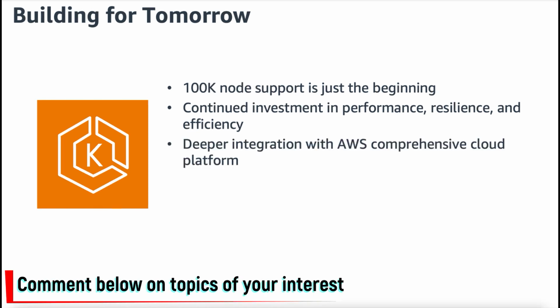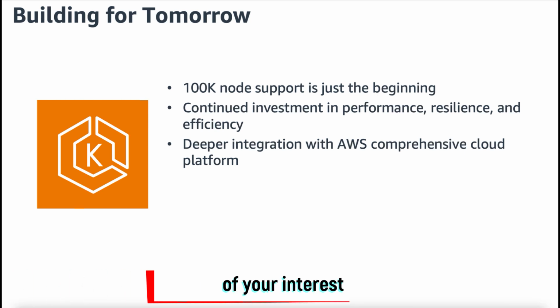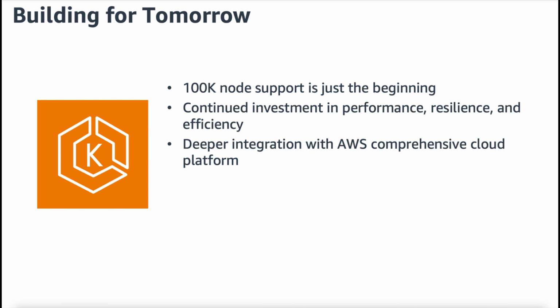Deeper integration with the comprehensive AWS cloud platform continues to be a key focus area. EKS Ultrascale doesn't exist in isolation. It's part of a broader ecosystem of AWS services that work together to enable next-generation applications. This includes tighter integration with AI/ML services, storage systems, networking capabilities, and security services.